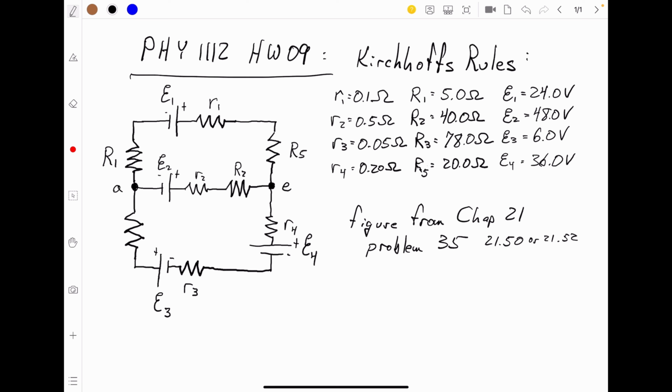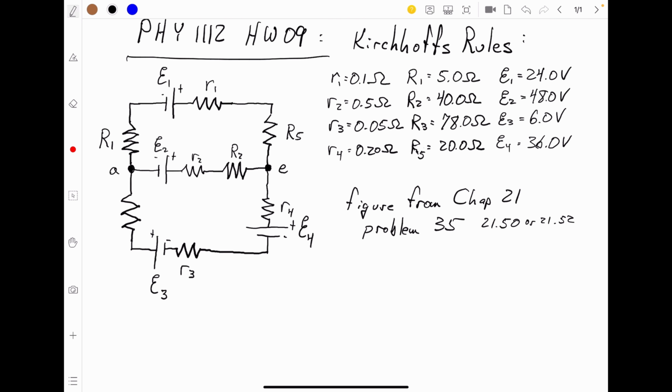Now, hopefully by now you've seen the video on terminal voltage versus EMF voltage, because I'm not going to go through that at this point. I'm also not going to do Kirchhoff's rules, but Kirchhoff's rules definitely apply. And we have two. We have the junction rule, which is based on the conservation of charge.